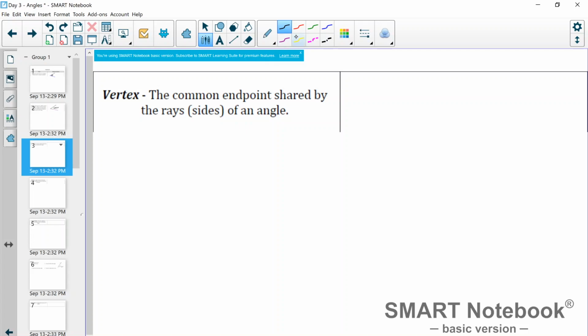The vertex is also the common endpoint. So ray in this direction, a ray in a different direction. This is the vertex right here.